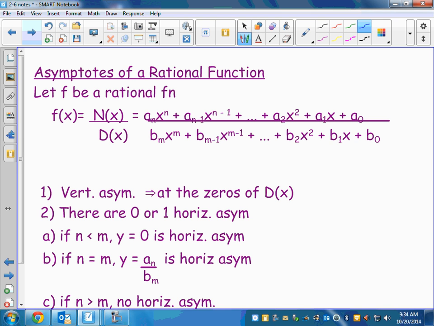And the reason I write it like this is because my rules go back and refer to the degree of the numerator and the degree of the denominator. If you feel like when you go back and look at this, it's not going to make sense to you, we might want to change and write degree of numerator, degree of denominator. So the vertical asymptotes are just where the denominator equals 0. So set denom equal to 0. That's what that says there.